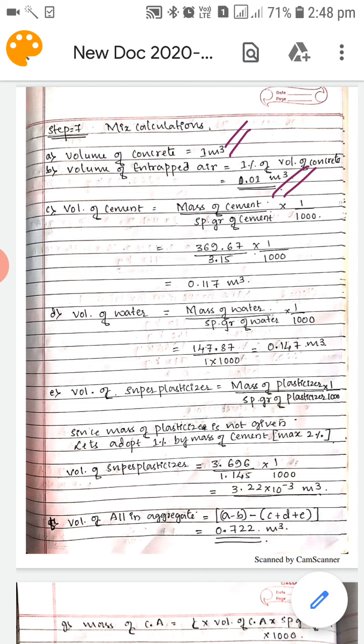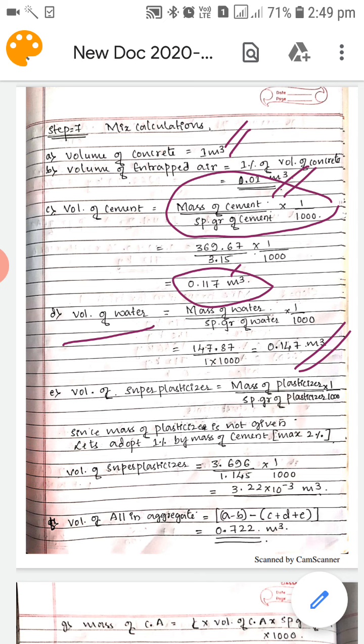The volume of the cement can be calculated by this formula: mass of the cement divided by specific gravity of the cement into 1 by 1000. The mass of the cement calculated is 369. Specific gravity is given as 3.15 in the question. After calculation we get 0.117 meter cube. Similarly, the volume of water can be calculated, and this is the value.